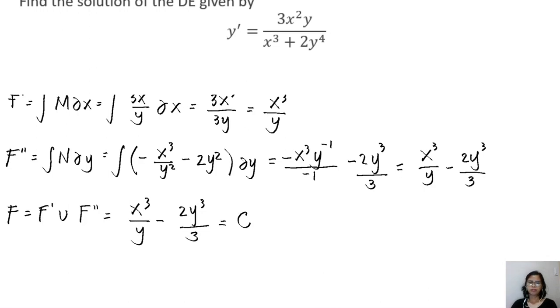Okay, simplifying, we will have a final solution. Multiply both sides by 3y. So this becomes 3x cubed minus 2y to the fourth is equal to 3cy, or 3c is just the same as c, like I told you, okay? So this is cy. And that is our final answer.